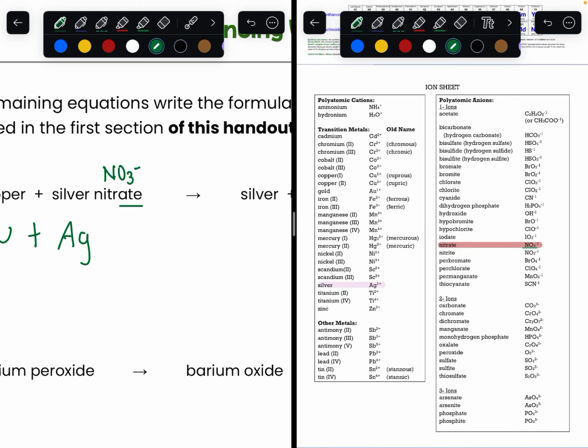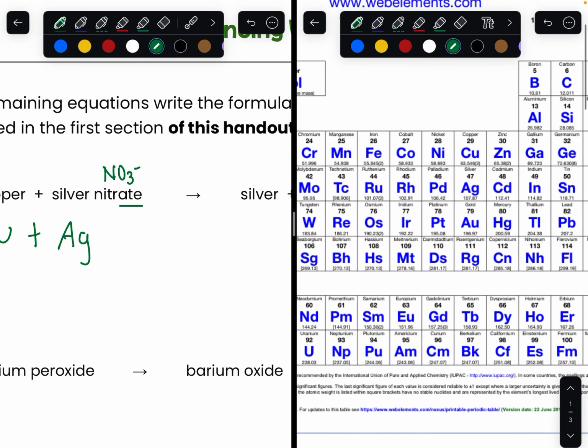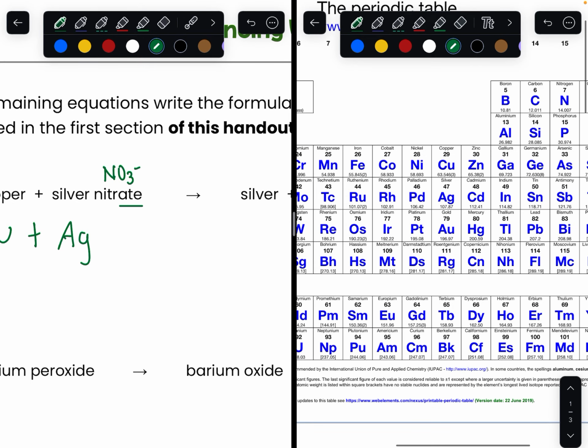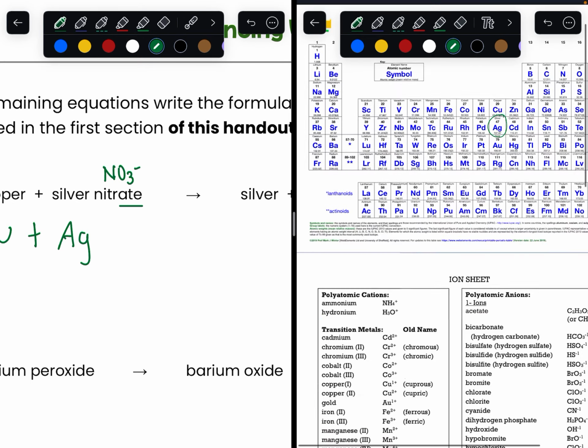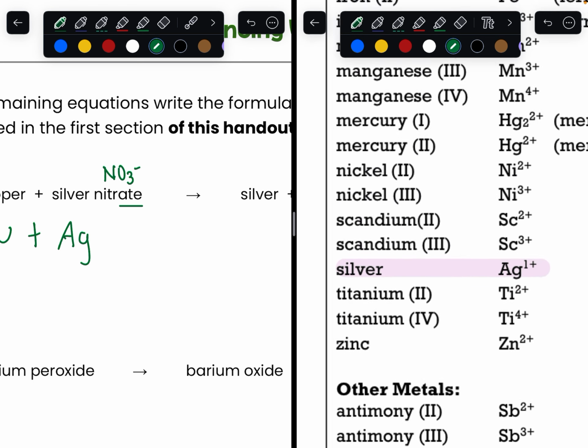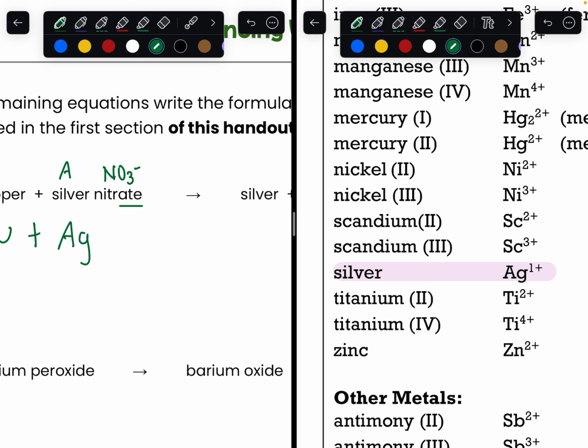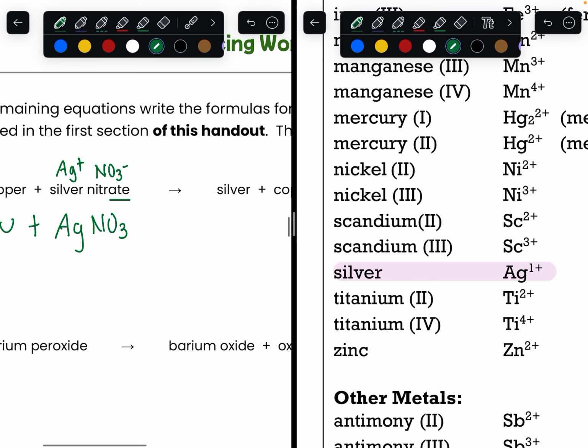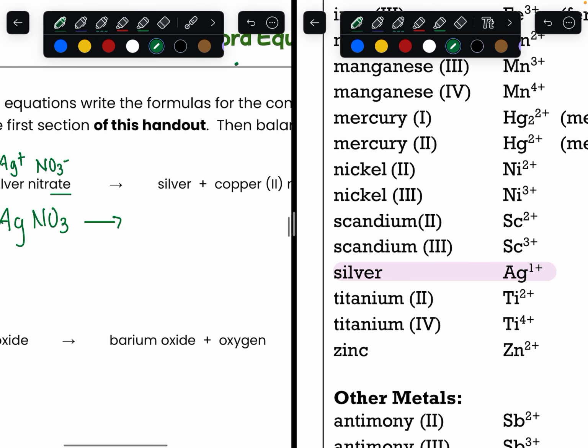Now, we also need to know the charge of silver. Silver, the cation, is a transition metal. It's from the middle of the table, so that means we have to get the charge from the back, because there are no direct patterns like we have in our main chemical families. So silver here has a charge of +1. When we put this together, luckily for us, we can just go ahead and add a nitrate onto that silver.